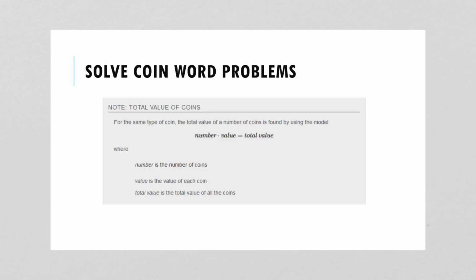So let's say that you have 10 nickels. I want to know how much that is. 10 times 0.05 is 50 cents. Just remember that you take the number that you have times the value of the coin gives you your total value.